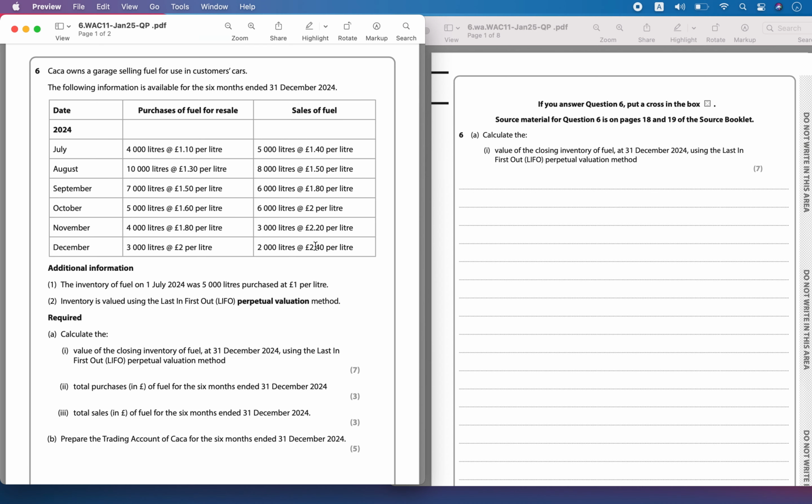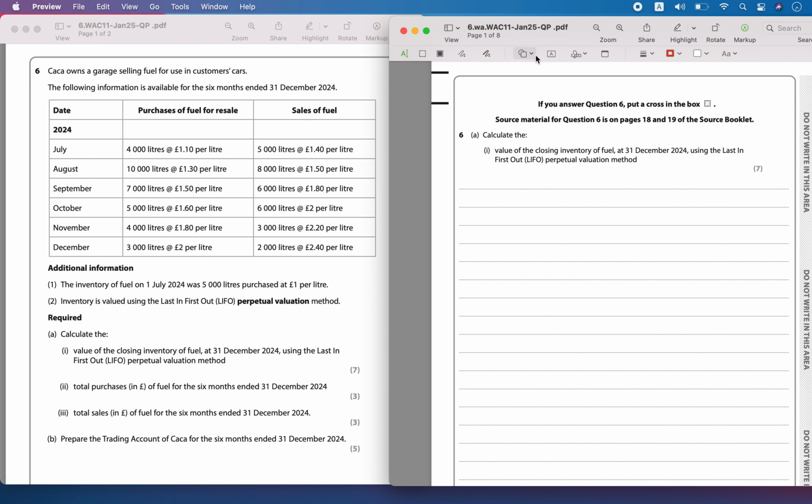Hello, today we are going to solve Jan 2025 paper question number 6. Kaka owns a garage selling fuel. Calculate the value of closing inventory of the fuel at 31st December 2024 using the last in, first out method, perpetual inventory valuation method. So let's start to do that.